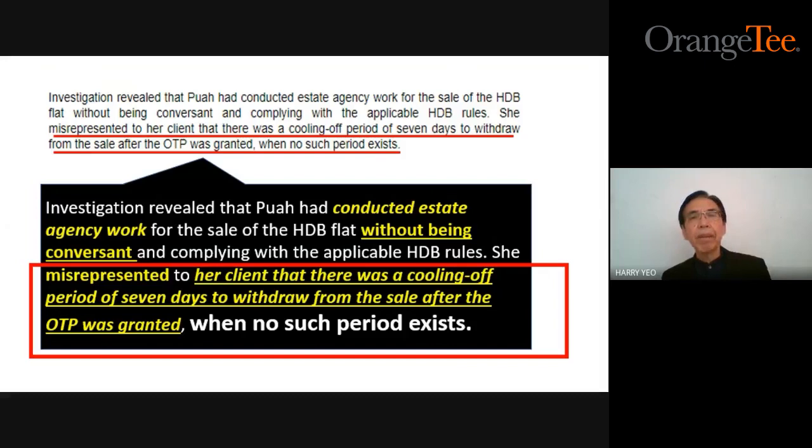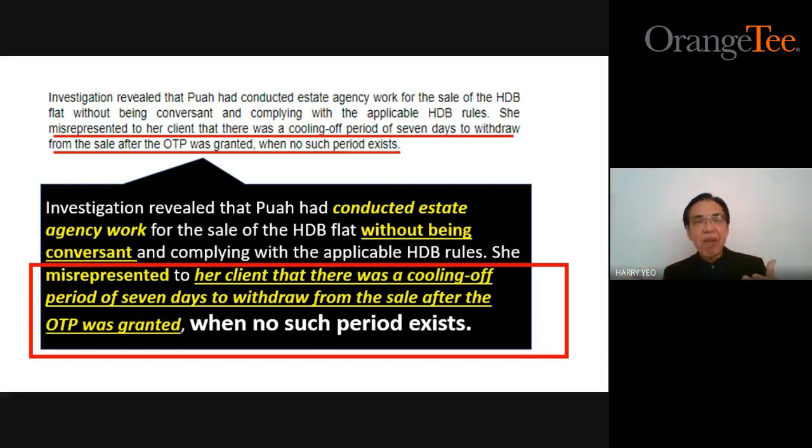So look at the black box. It says that in the red box, she misrepresented to a client. That's after CEA's investigation. Amy misrepresented to a client that there is a 7 days cooling off period to withdraw from the sale after the option has been issued. There's no such period. Amy, why do you say such a thing? Yes, there's a 7-day cooling off period. You can see that Amy knows in her mind that there's a 7-day cooling off period, but she doesn't know exactly what it is. So she is not competent.